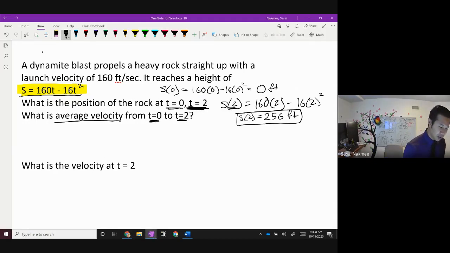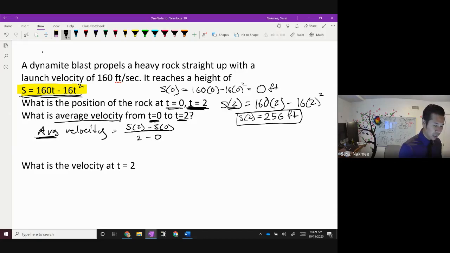So the function is this function right here, but if I'm looking for the average velocity, whenever they say average, you just look at the slope using the endpoints there, right? So the average velocity, I'd say, is going to be equal to, you ready? S of 2 minus S of 0 over 2 minus 0. That's what makes it the average.